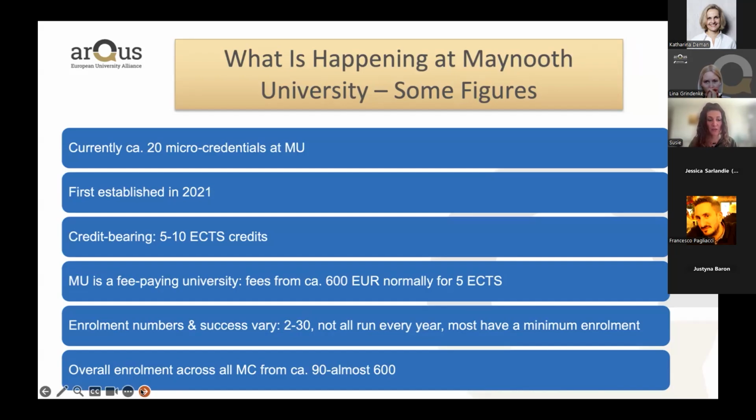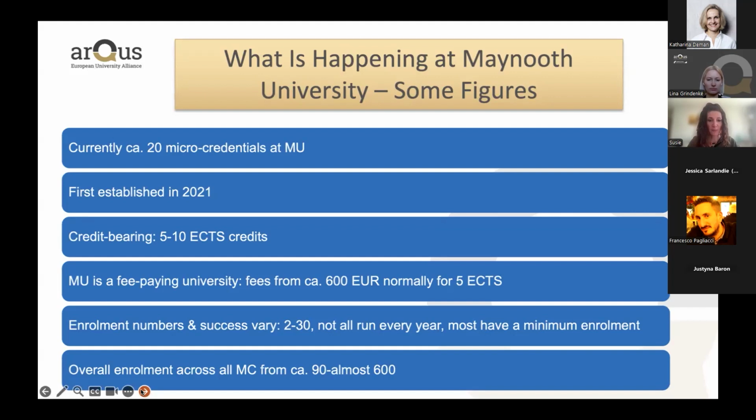Again, Maynooth is a fee-paying university, and so I talked to the admissions office. The fees normally start at around €600 for 5 credits. It depends a little bit, and this is something Ryan might go into, because it really depends on the cohort that you're aiming at. If you're aiming at a cohort where the department or company is willing to pay for it, that's one thing. If you're aiming at a cohort who are self-employed, for example, and want to upskill, and again, I think the music micro-credential is a good example for that, the fees have to be taken into account, namely, can interested participants actually afford this?